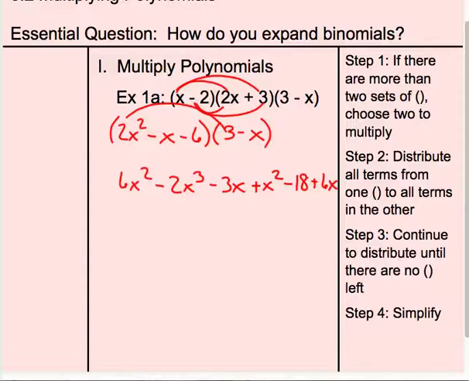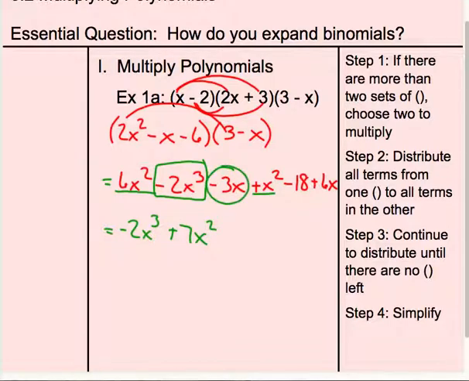So I'm going to start with the term with the highest exponent, and there don't happen to be any like terms, so we've got negative 2x cubed, 6x squared plus x squared is 7x squared, negative 3x plus 6x gives me a positive 3x, and my constant has no like terms, minus 18.